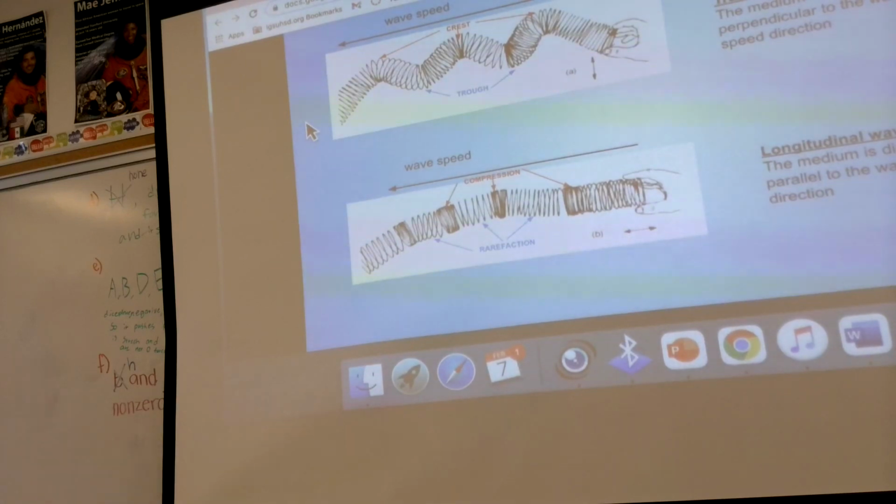So I want you to start learning the vocabulary of waves. The anatomy is that in a transverse wave, you've got crests at the top, troughs at the bottom. In a compression or longitudinal wave, you've got compressions and rarefactions. And I'm going to show you what they look like on a slinky because you can do both ways in a slinky.